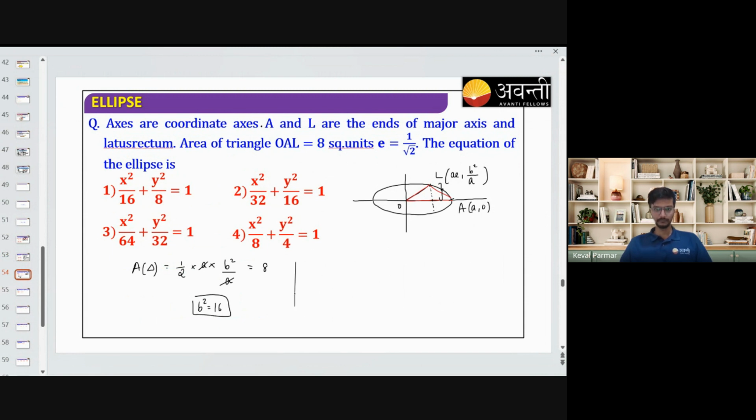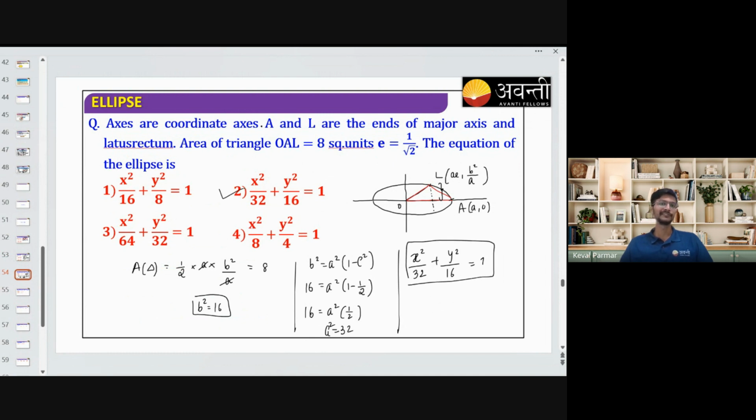Now we'll again use the formula b square equals a square into 1 minus e square. 16 equals a square into 1 minus, what is e? 1 by root 2. So I think this is half. So 16 equals a square into half. That means a square is equal to 32. So what is the equation of the ellipse, guys? x square upon a square plus y square upon b square equals 1. So it is the second option.